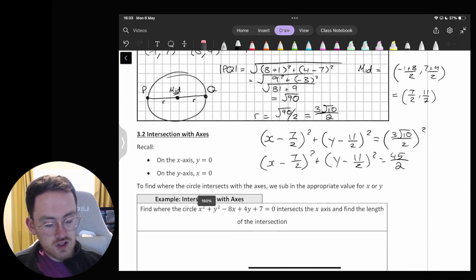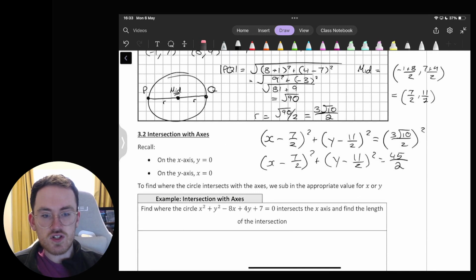So that's first of all just the intersection of the circles with another line, okay? So that kind of idea that we either have a tangent point or we have a chord. Now what we want to look at now very briefly is intersection with axes.